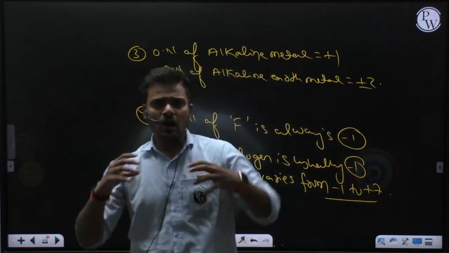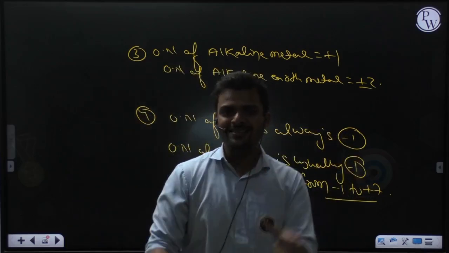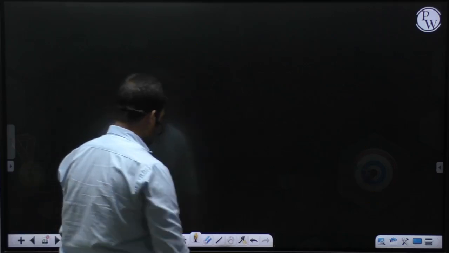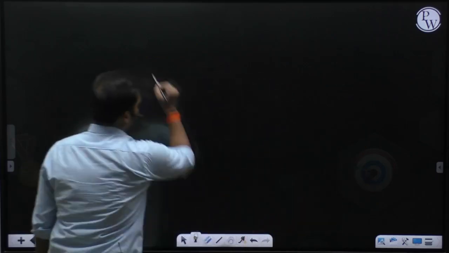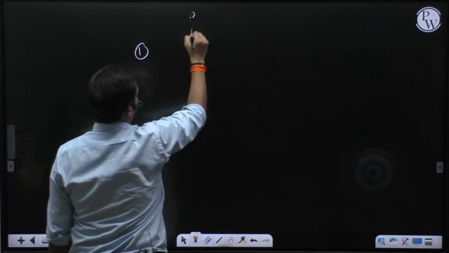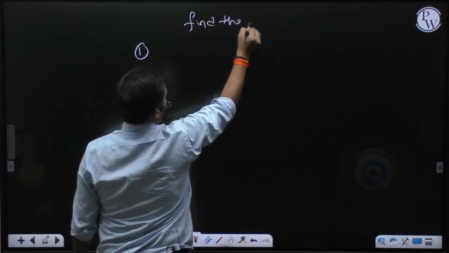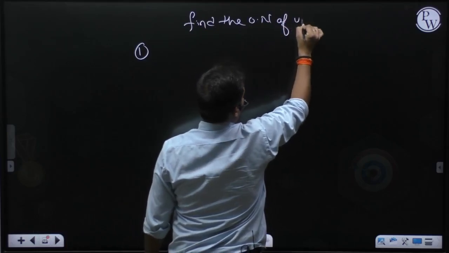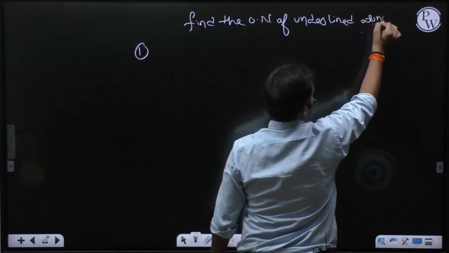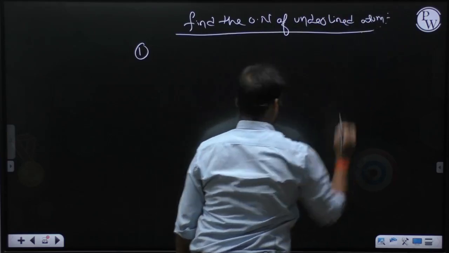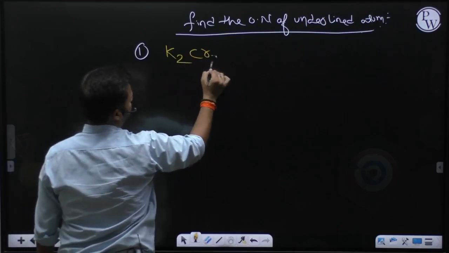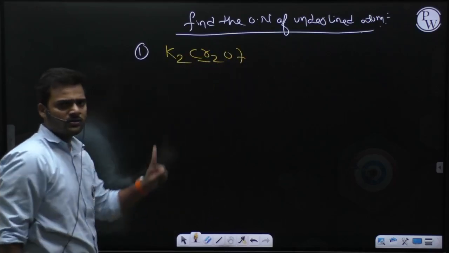Let us visualize these rules with a particular example. I am taking the very first example, which is potassium dichromate. How to find the oxidation number? Find the oxidation number of the underlined atom or element. The very first example is to find the oxidation number of K2Cr2O7, and the underlined atom is chromium.